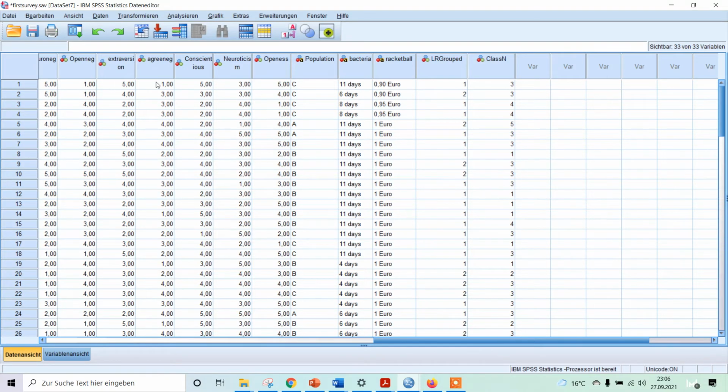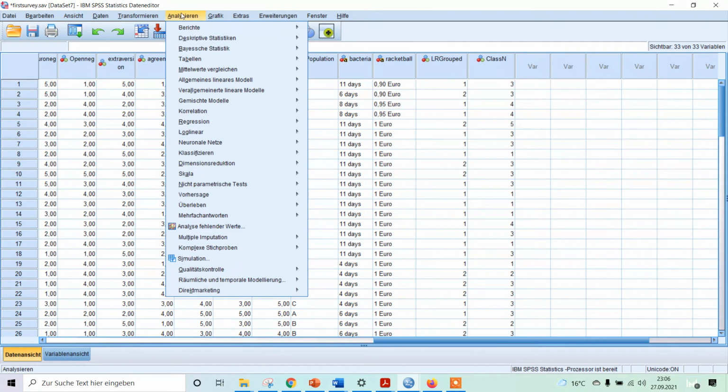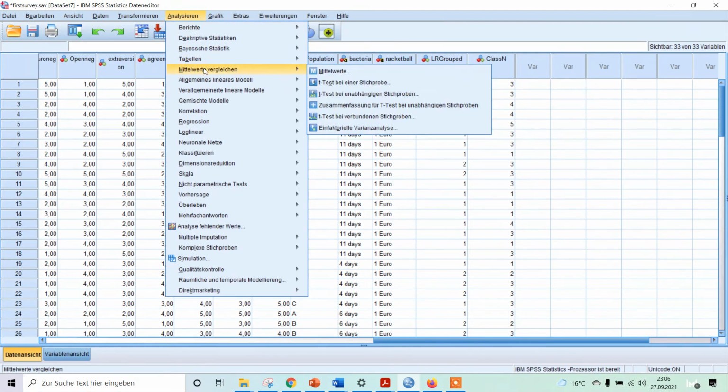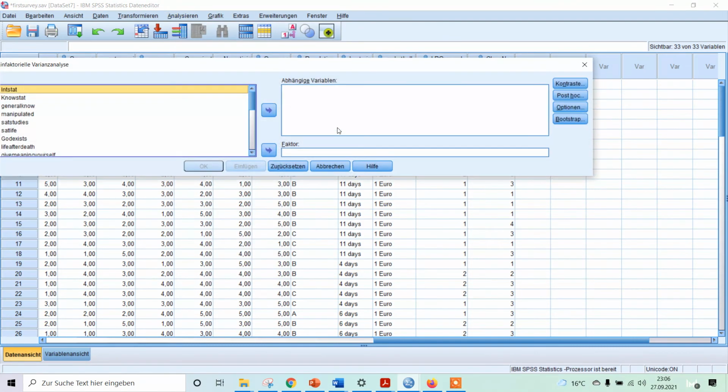But our hypothesis now was that there are differences between the classes according to their happiness with their studies. So we want to analyze that. We go on Analyze, Compare Means, and One-Way ANOVA. And here we need our new variable. Here we have class in numbers.